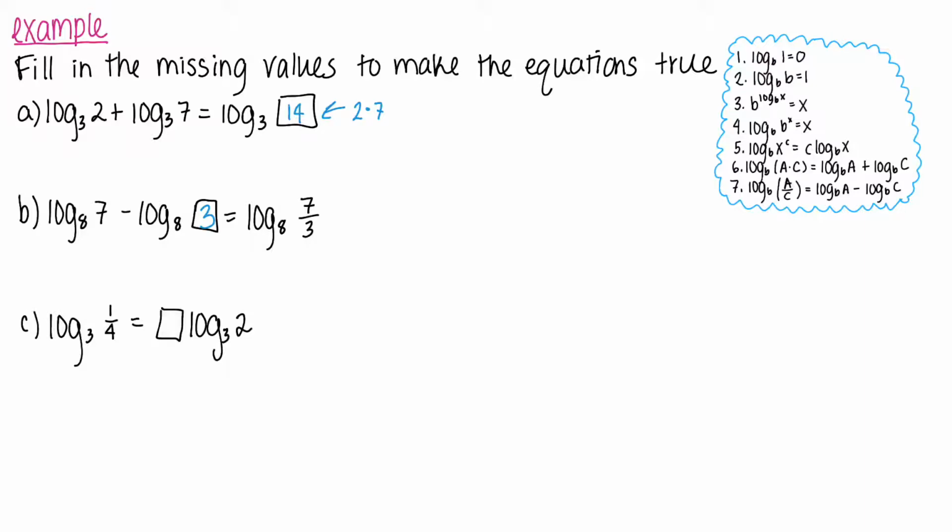This next one might take a little bit more work. So we have log base 3 of 1/4 is equal to something out in front, log base 3 of 2. Now, I'm going to call him x, and we're trying to solve for x, right? That's what we're going for. So I know that I can bring the x up to the exponent here, and the equation would become log base 3 of 1/4 is equal to log base 3 of 2 raised to the x.